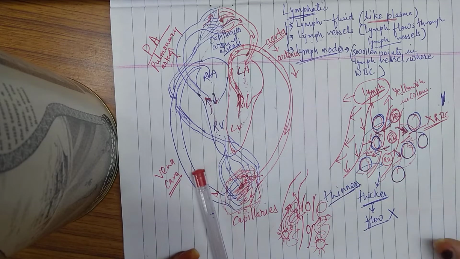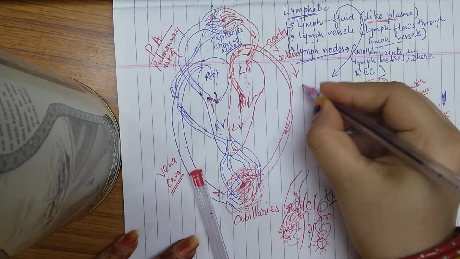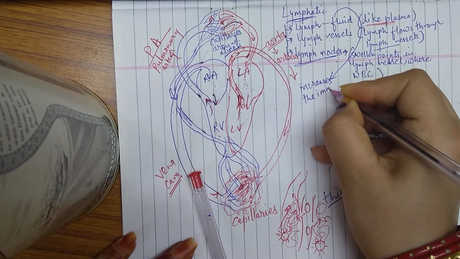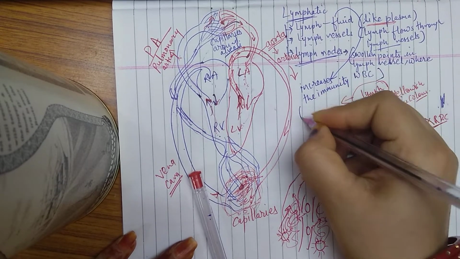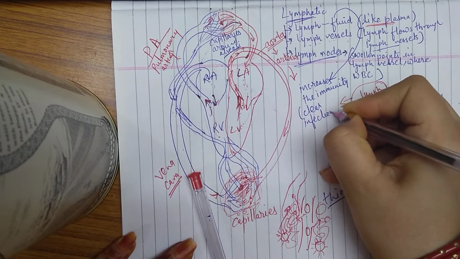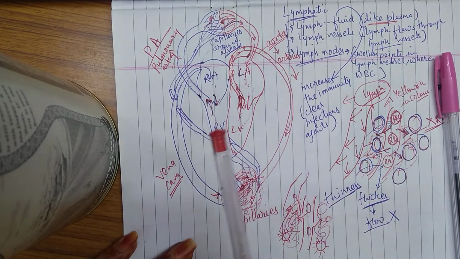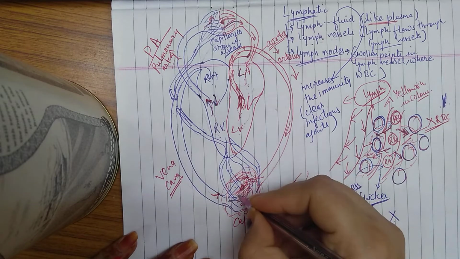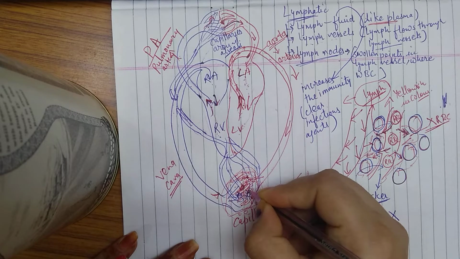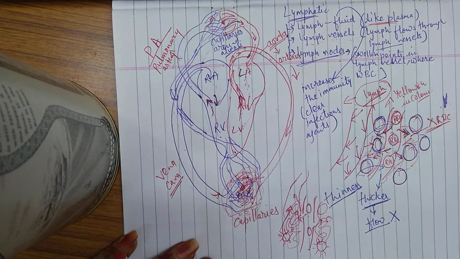So the lymph also increases the immunity of our body, because it clears the infection or infectious agents. Any kind of infectious agent, bacteria or virus, is collected into the lymph vessels along with the lymph.